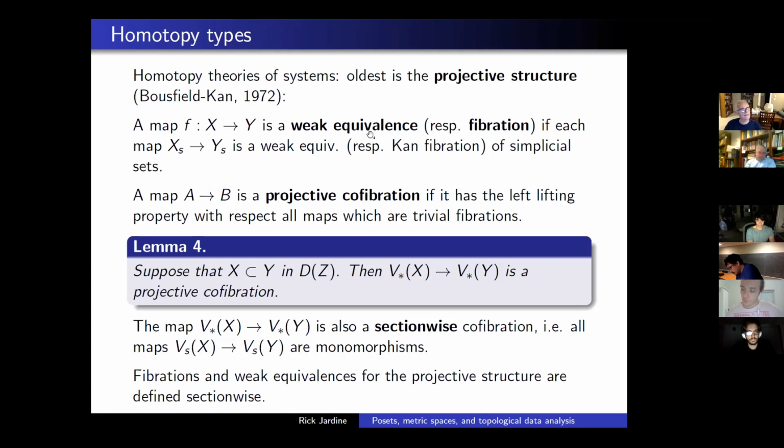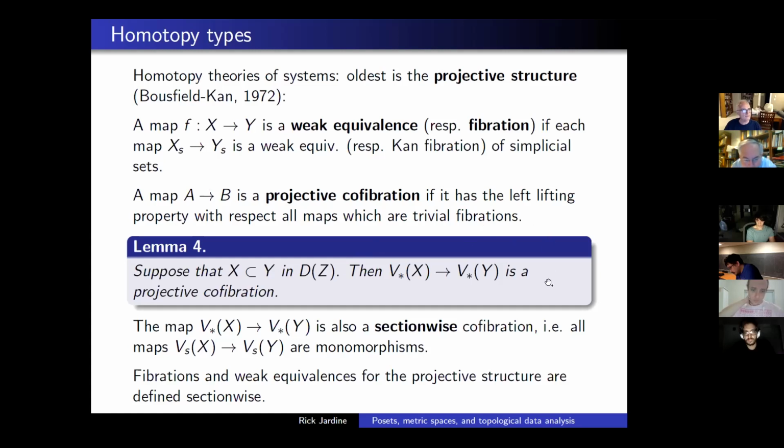But then you have weak equivalences and fibrations, and you're hoping for a model structure maybe, and there is one. This is the so-called projective model structure. In all such cases, cofibrations are defined by lifting properties. A map from system A to system B is a so-called projective cofibration if it has the left lifting property with respect to all maps which are fibrations and weak equivalences in each section. That's what the trivial fibrations mean there.